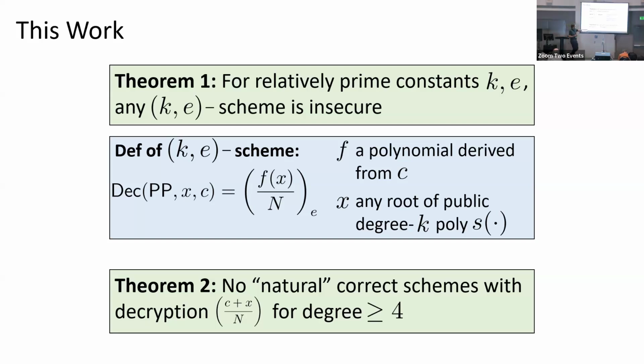And more precisely, as long as we're insisting on decryption being this linear function, C plus X, Jacobi symbol, and there are going to be some requirements as well that I'll mention later, there are going to be no schemes that are even correct for degree at least 4. So the only correct schemes are degree 2 and 3. 3 is relatively prime to 2, so it has to be insecure, and so really this says that Cocks IBE is the only scheme that is, quote, natural.